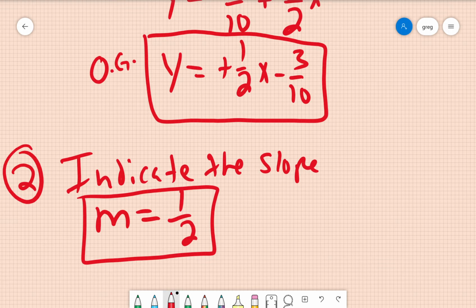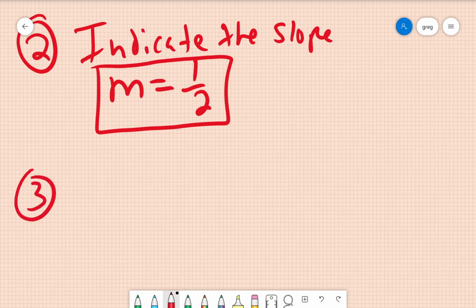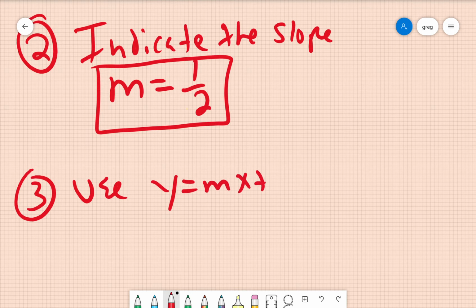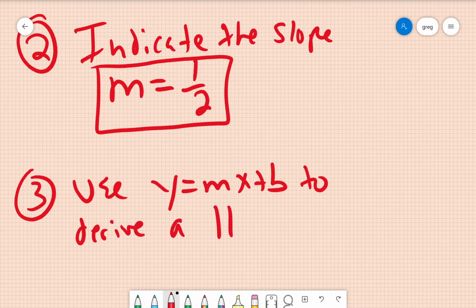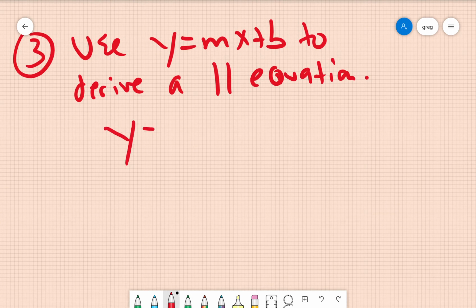So first we had to rewrite the equation for y just to get our slope. Now we have our slope. Now we have step 3, which is: use y equals mx plus b to derive a parallel equation. So now we're going to use the y equals mx plus b form to do this. All right, this is how it works. Let's put the formula there. Y equals mx plus b.